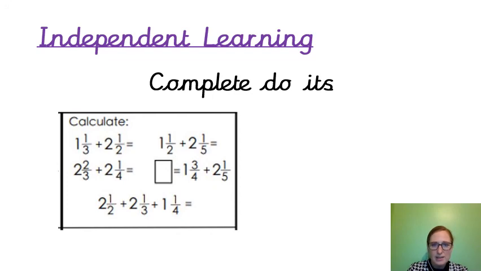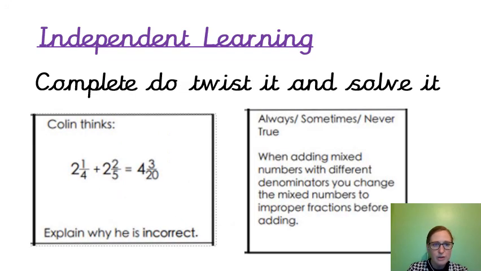Excellent job. Let's have a look what Colin's done wrong for his twist it. So Colin thinks that 1 1/4 plus 2 2/5 equals 4 3/20. What step has he forgotten? So work it out yourselves and figure out what he's forgotten.